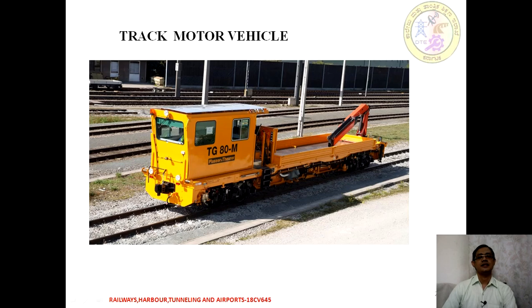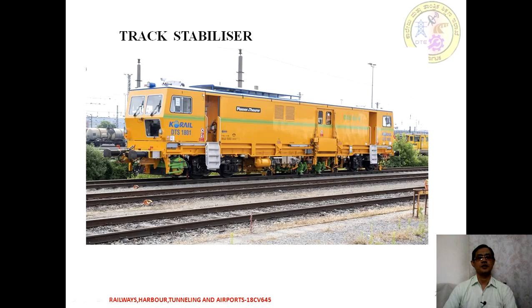So this is another machine that has been used. This is called a track motor vehicle. Whenever we require repairing or need the sleepers to be lifted, it has an inbuilt boom so that the maintenance work can be done simultaneously. So this is called a track motor vehicle, in which the maintenance can be done, once again from the maintenance point of view.